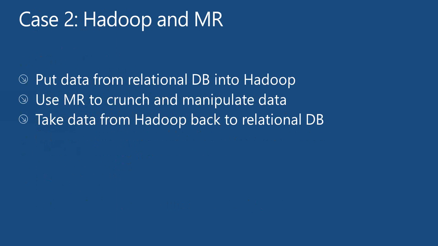The second use case is a paradigm called MapReduce. So what happens is people put their data from their relational databases into Hadoop, and they use MapReduce to crunch the data. Once MapReduce has done its thing and output some files, the results of these jobs can then be taken back into the relational database.